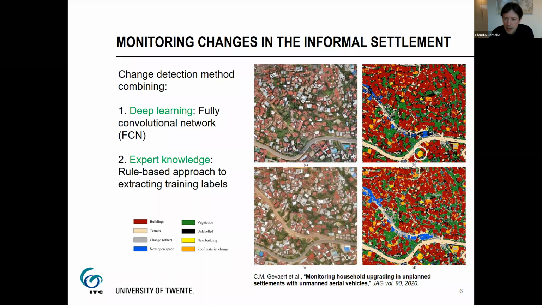Here you can see the maps on the right side, where we have changes where new buildings have been built, but also the opposite case is possible, where buildings have disappeared in the new acquisition, or simply the roof material has been changed or improved thanks to the upgrading project. So this approach allows us to completely automatically map the changes over an informal settlement.